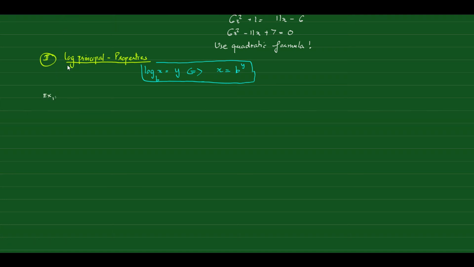Okay, how about I have this? I have -8 plus 2 log base 3 of 3x plus 5 equal 2. Okay, so in order to use the log principle, you see that we have only one log.